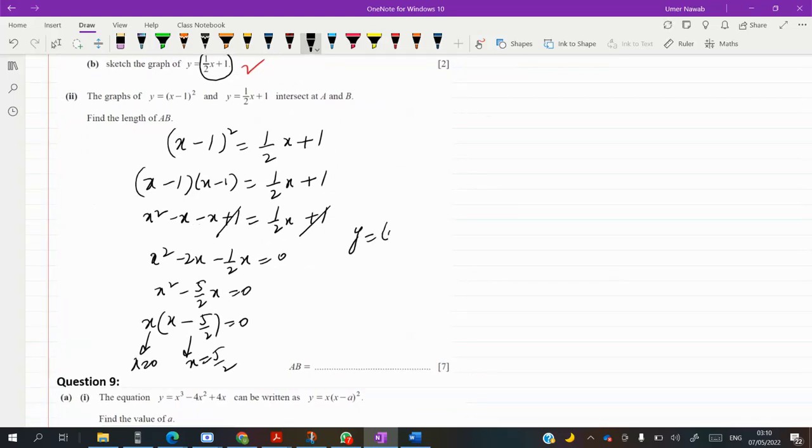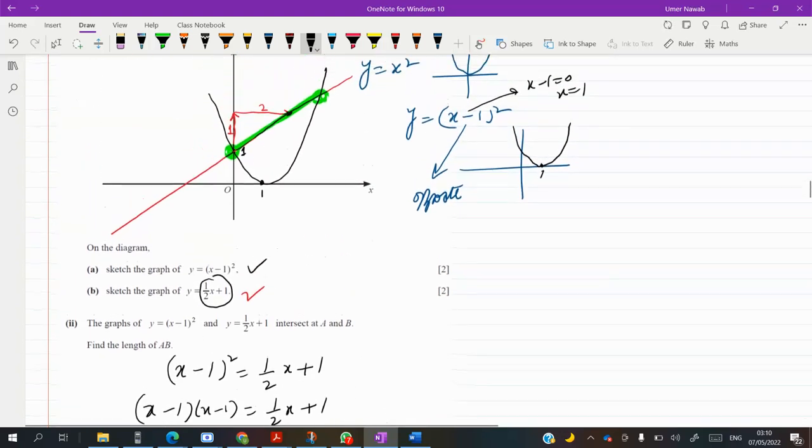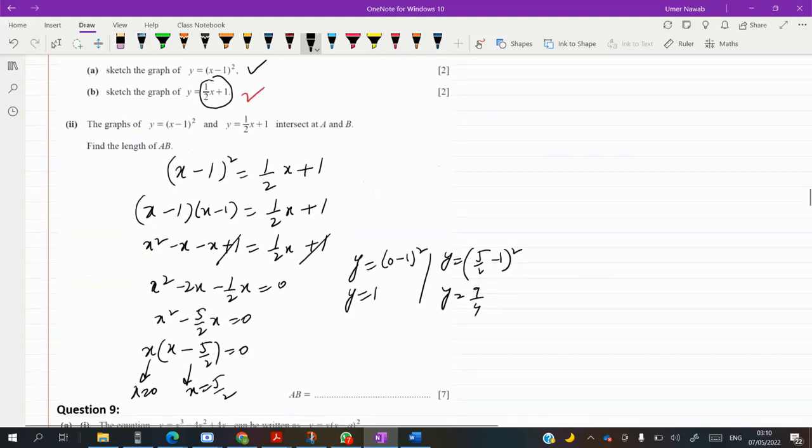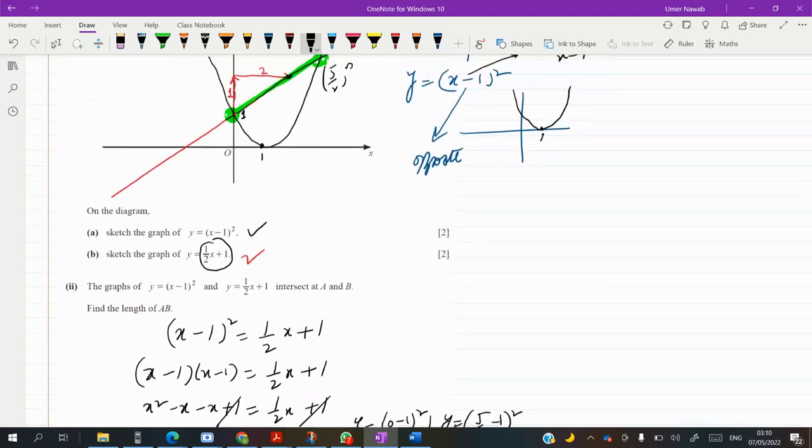So y is equal to 0 minus 1 whole squared, it gives you 1. And y is equal to 5 over 2 minus 1 whole squared, so it gives you 9 over 4. We found the coordinates. This is 5 over 2 and 9 over 4, and this point is 0, 1. We want to find their distance.